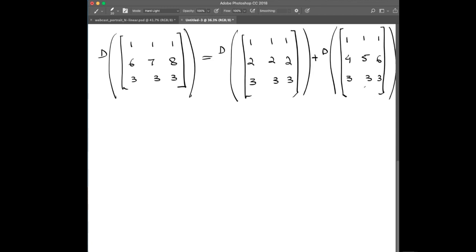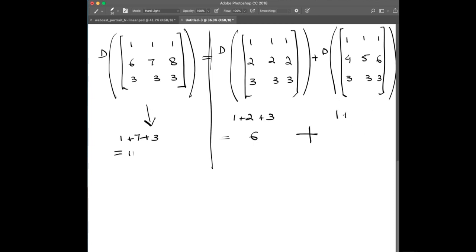I'm going to simply check whether the trace of the matrix on the left side equals the trace on the right side, and if it does, then this function, which is the trace, is an n-linear function. So on the left side we sum up the diagonals and we get 11, whereas on the right side we obtain the trace of each component matrix. So for the first matrix we get 6, add to that we have 9, and the sum is 15, which is not the same on both sides. Therefore the trace is not an n-linear function.